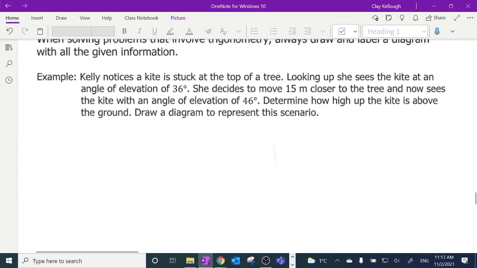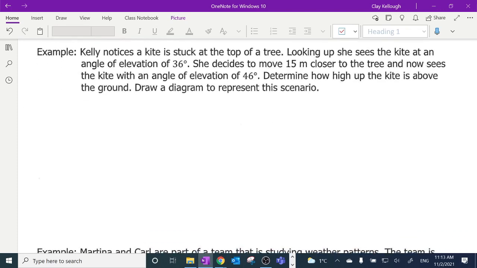Kelly notices a kite is stuck at the top of a tree. Looking up, she sees the kite at an angle of elevation of 36 degrees. She decides to move 15 meters closer to the tree and now sees the kite with an angle of elevation of 46 degrees. Determine how high up the kite is above the ground.